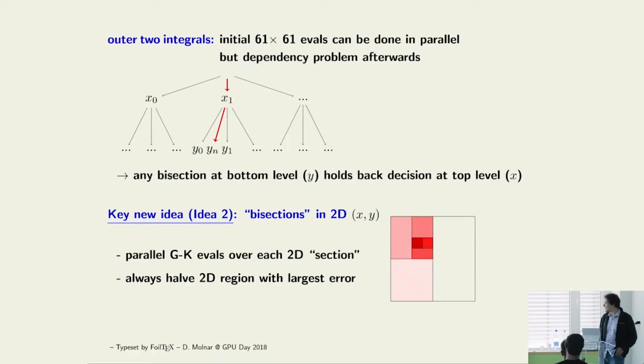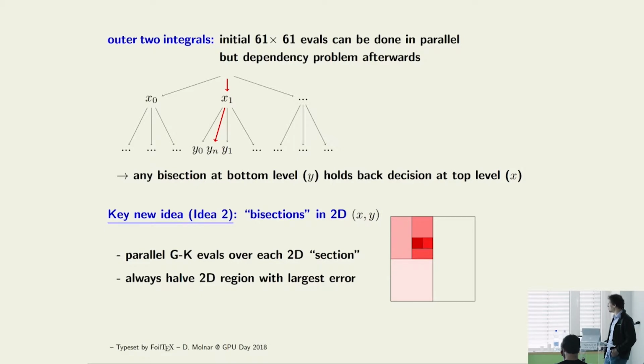We did this. The problem is that there is still the outer integral, which is not very parallel. Now I'm driving the outer integral still one by one because I can only do 61 shots. I send in 61 jobs to the GPU and ask them to please do it. So this was kind of a dead end.